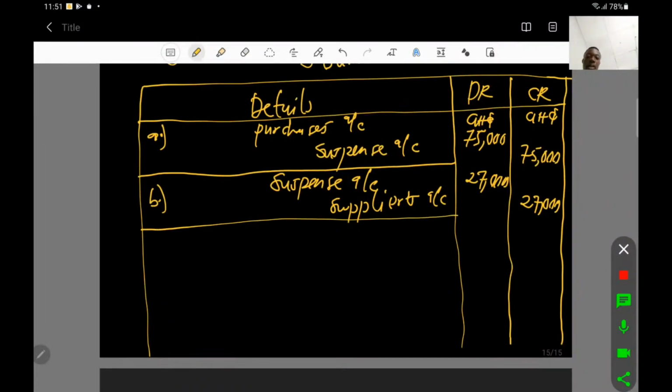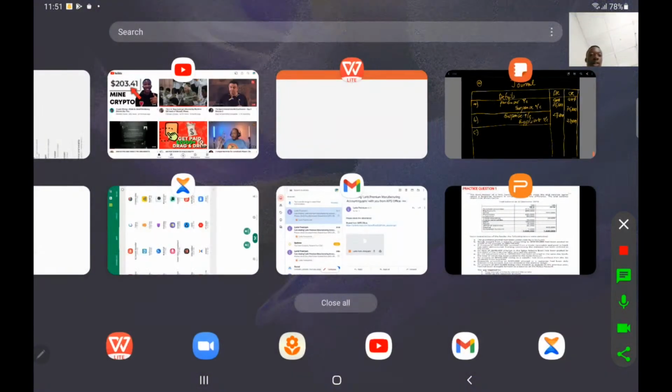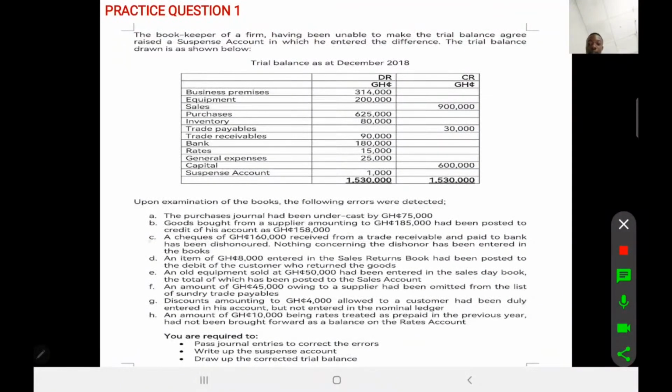Once you get that, you say suppliers account undercast now corrected. This is a single undercast error on one side of the account. Now let's look at transaction C. It says: a check of 160,000 received from a trade receivable and paid to bank had been dishonored. Nothing concerning the dishonor had been entered in the books.